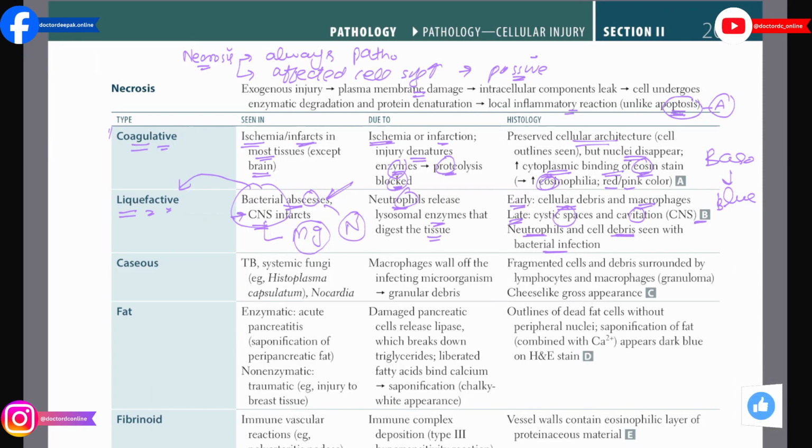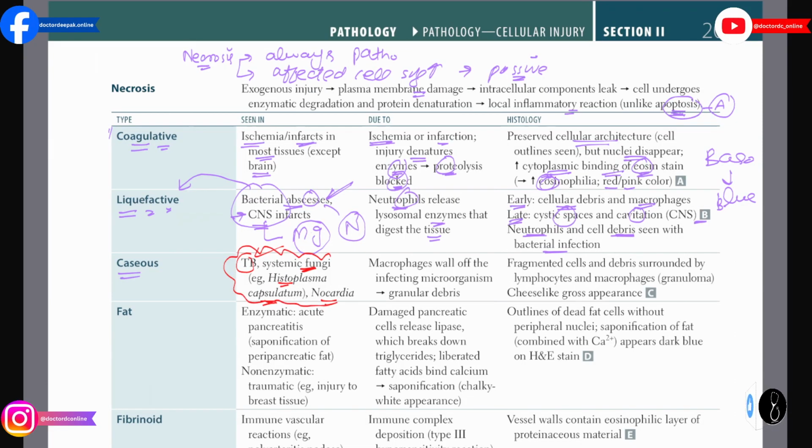Now let's take an example of caseous necrosis. First of all, how can they ask a question from you on caseous necrosis? The first question they can ask is to give the examples, or pick the answer in which you can see caseous necrosis. So caseous necrosis is going to be seen in TB. It is going to be seen in systemic fungal infections like Histoplasma capsulatum. Then you can also see it in Nocardia. So these are the infections in which you get caseous necrosis.